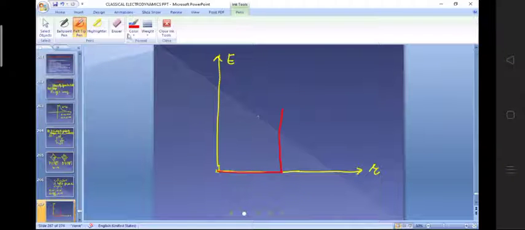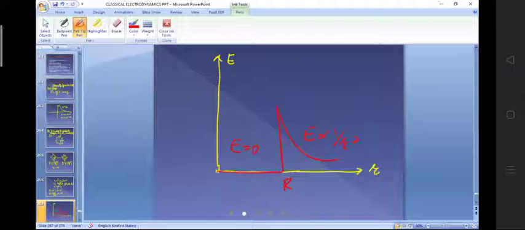So it is proportional to 1 divided by R square. That means the graph will be a rectangular hyperbola. Okay, so the graph will be a rectangular hyperbola like this. So the graph will be like this. So here electrostatic field is equal to 0 inside, and outside it's proportional to 1 divided by R square.